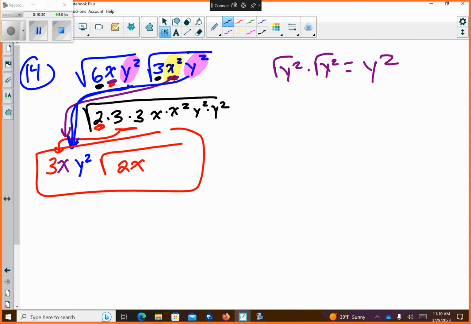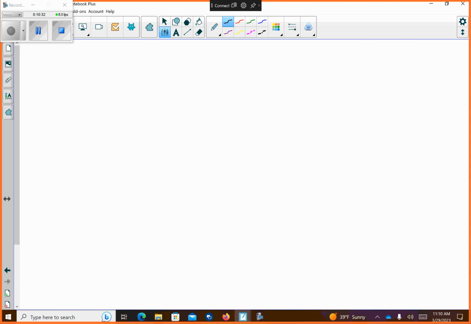Number 11. That's a good one to ask about because that's a nice bigger number, and I appreciate you doing that. All right, number 11. So I get root 72, x to the third, y to the fourth. All right, so for the 72, because it's a larger number, I'm going to list my perfect squares.